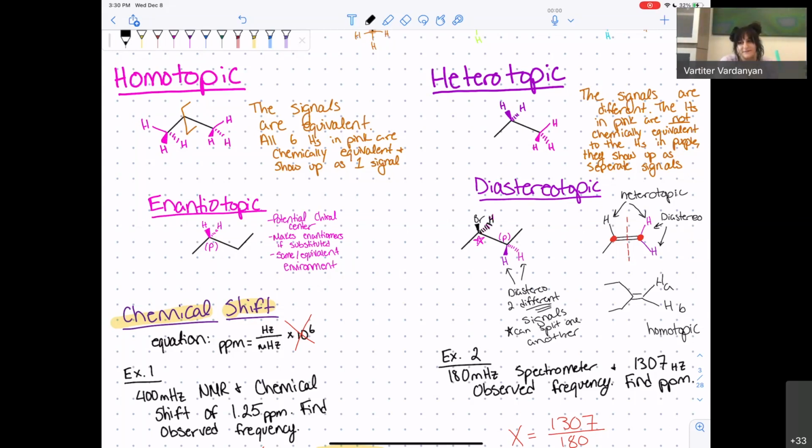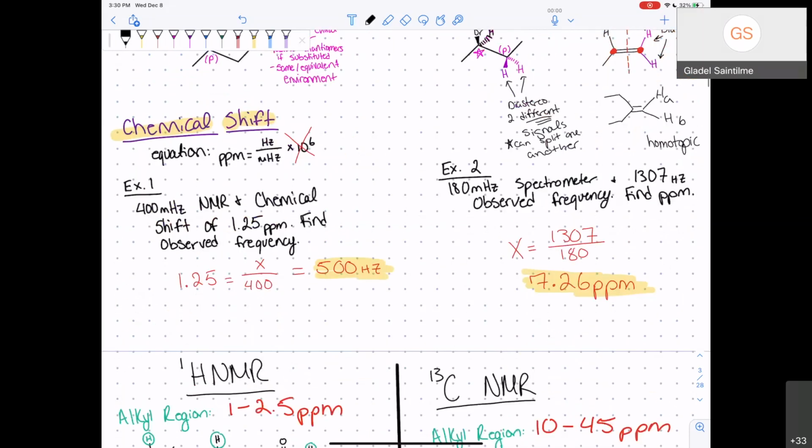Okay, cool. All right, so next up we have chemical shift, and I already did this for you because we did the same exact thing a little while ago. So the chemical shift equation is ppm equals hertz over megahertz. We also do times 10 to the 6 technically, but we're not going to do that for the purpose of this class. Don't ask me why, just that's the answer.